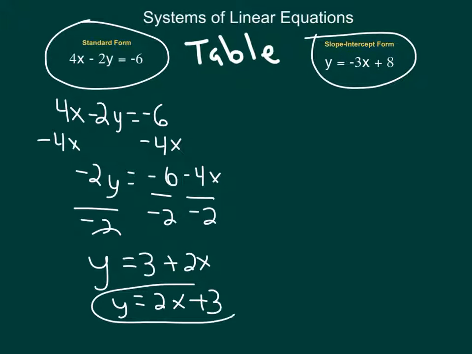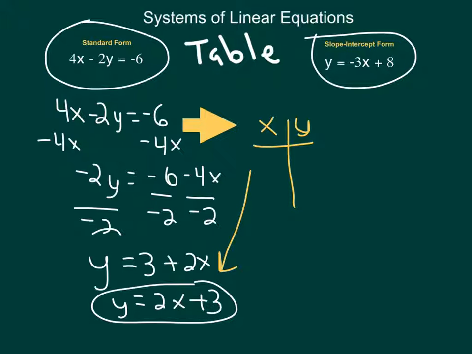Now we've got two equations in slope-intercept form. We're good to go. Here's my table, which, by the way, this table here is going to correspond to this equation. Okay, this table here is going to correspond to this guy. So what I'm going to do is make up the same x and plug it in to each equation, and what I'm looking for is when the same y appears.